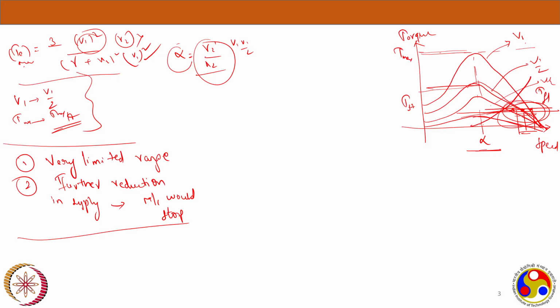If it's not a straight line, the cases might be different. But I'm saying if it's a constant load torque, this further reduction would stop the machine. This is the case if TL is constant.